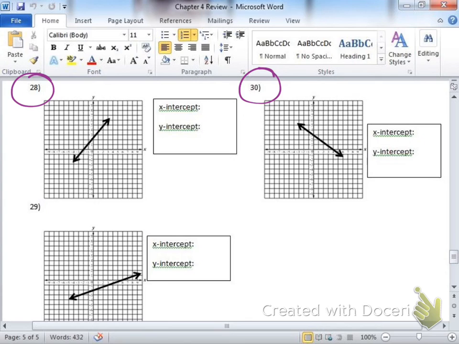Here you're just telling me what the x and y intercepts are. Remember, x-intercept is where it touches the x-axis. So here it would be -2. Y-intercept is where it touches the y-axis, so we'd be at +2. Number 30, x-intercept, where it touches the x-axis, is at 4. Y-intercept, where it touches the y-axis, is at 3.